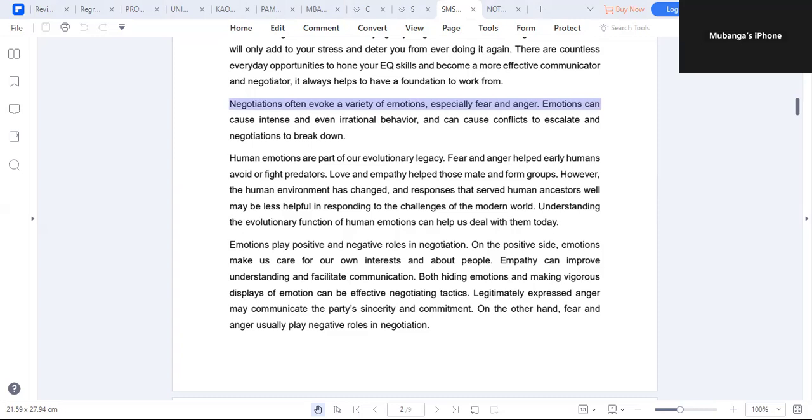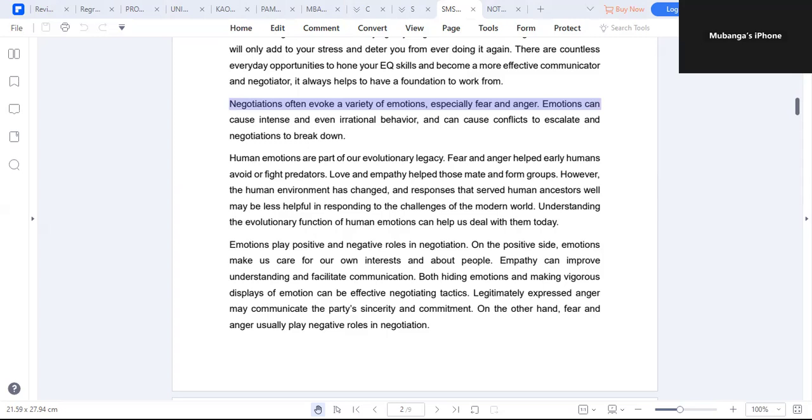Emotions play positive and negative roles in negotiation. On the positive side, emotions make us care for our own interests and about people. Empathy can improve understanding and facilitate communication. Both hiding emotions and making vigorous displays of emotion can be effective negotiation tactics. Legitimately expressed anger may communicate the party's sincerity and commitment.